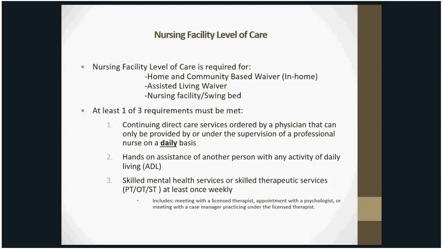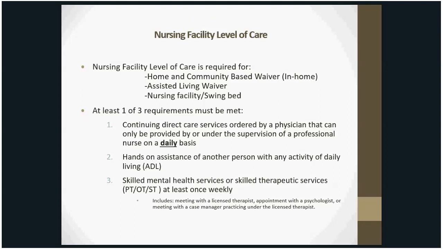So let's talk about nursing facility level of care first. Nursing facility level of care is required for 3 types of settings. Your nursing facility or swing bed, of course, assisted living waiver, and home and community-based waiver or in-home waiver. To meet nursing facility level of care, you need to meet at least one of 3 requirements. The first would be continuing direct care services ordered by a physician that can only be provided by or under the supervision of a professional nurse on a daily basis.